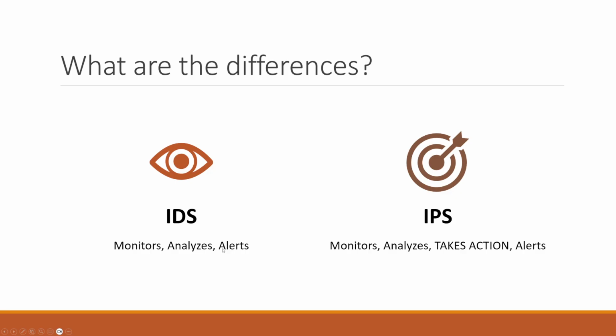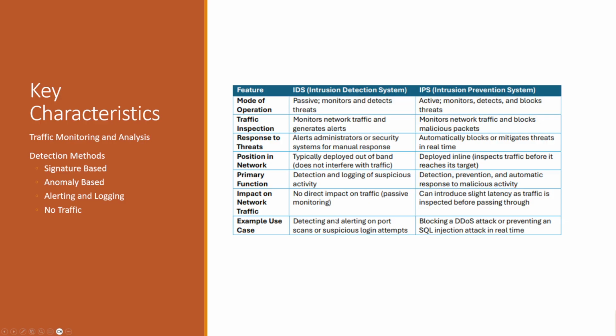Okay, so the big key here, remember the IPS is going to take action. This is the big difference. Now here's some of the key characteristics that you'll see between an IDS and an IPS. Because remember, they're pretty much identical, but one of the biggest things is depending on where they're going to be placed in the network and their actions that they can complete.